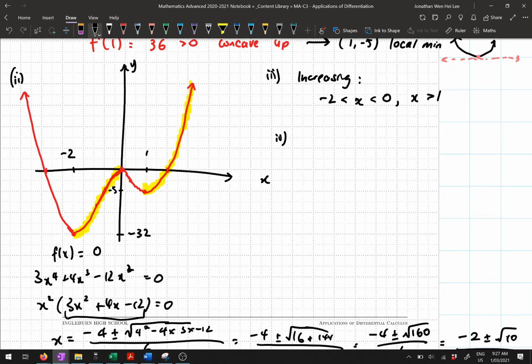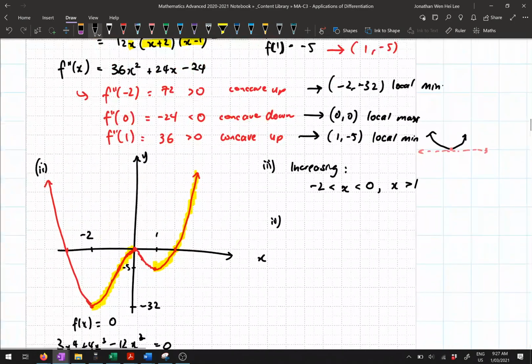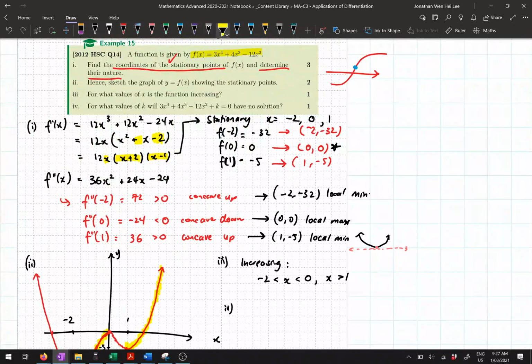Okay, part 4 is the one where it requires you to think. It's 1 mark. And it's also a very simple one if you can figure out what they're actually asking. Originally, I was looking at this going like, I don't understand this question, and I saw the graph and I'm like, I see. For what values of k will this have no solution? So you're trying to find what you need to put in for k in order for this equation to have no solutions.